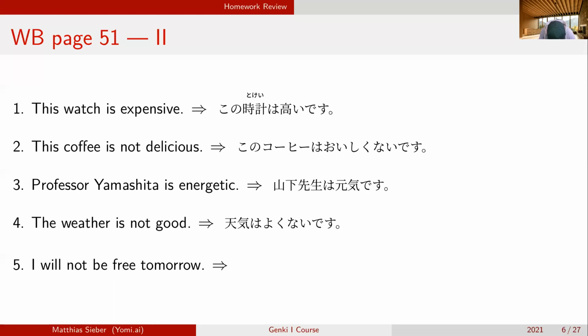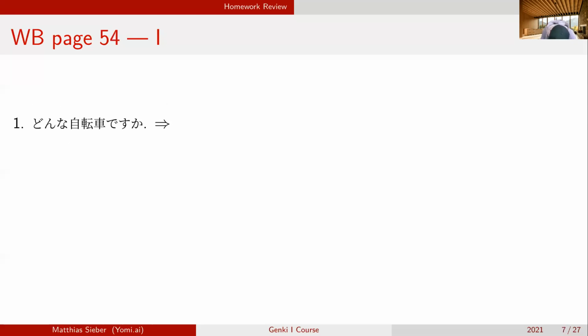So hima is also free, right? So not free is... oh, I see what you're saying. So I have to negate the adjective. So that would be hima yokunai desu. Why yokunai? Because yokunai is just the negative of good, right? Oh, you're right. Because I have to negate it using janai, so it'd be ashita watashi wa hima janai desu. Very good. Ashita watashi wa hima janai desu. Very good. Next we have page 54.